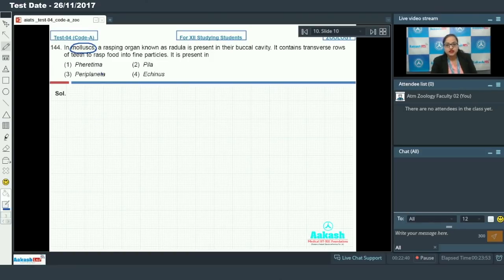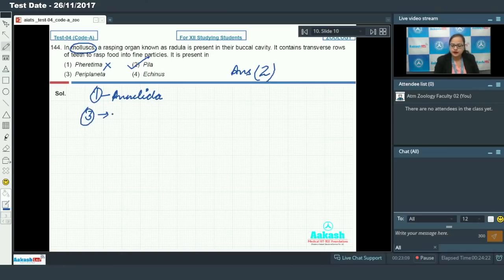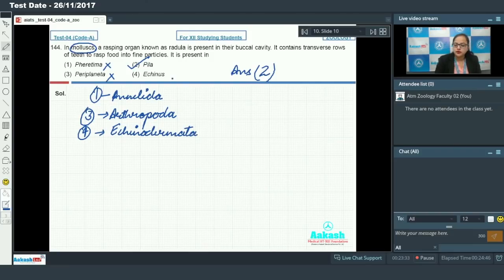Option first, that is Pheretima. Pheretima is the scientific name for earthworm and it belongs to phylum Annelida. This cannot be an answer. Pila, which is the common name for snail, belongs to the phylum Mollusca and is the answer for our question, since it has radula as a rasping organ. Option 3 says Periplaneta. Periplaneta is the scientific name for cockroach, which belongs to the phylum Arthropoda. So this cannot be an answer. And option 4, that is Echinus, belongs to the phylum Echinodermata. So option 4 cannot be an answer.